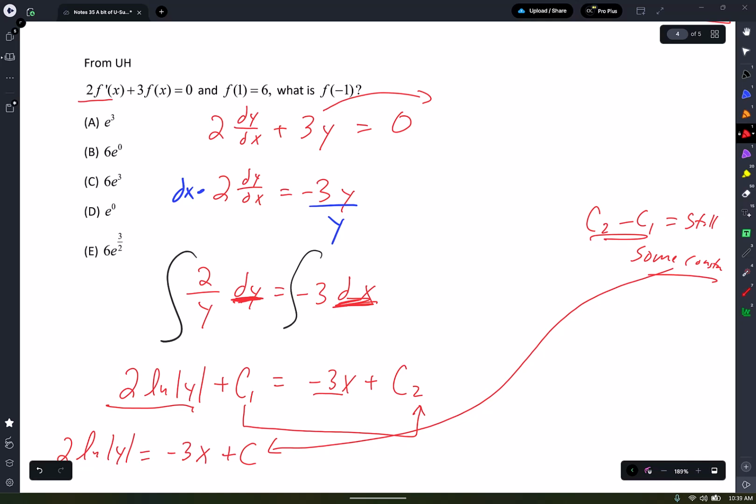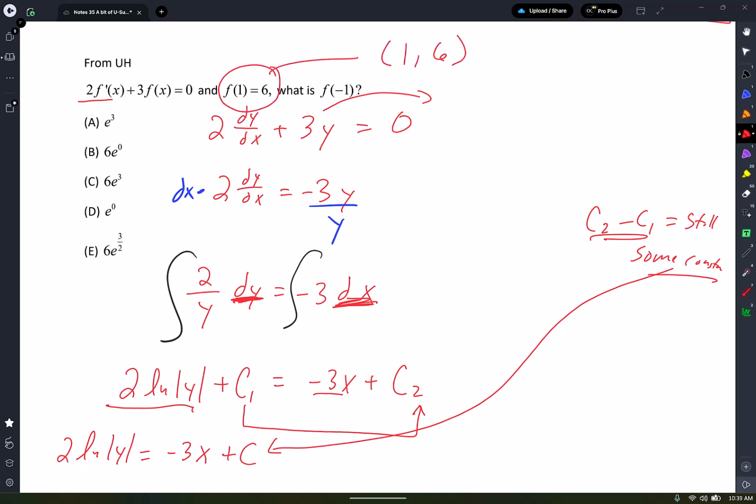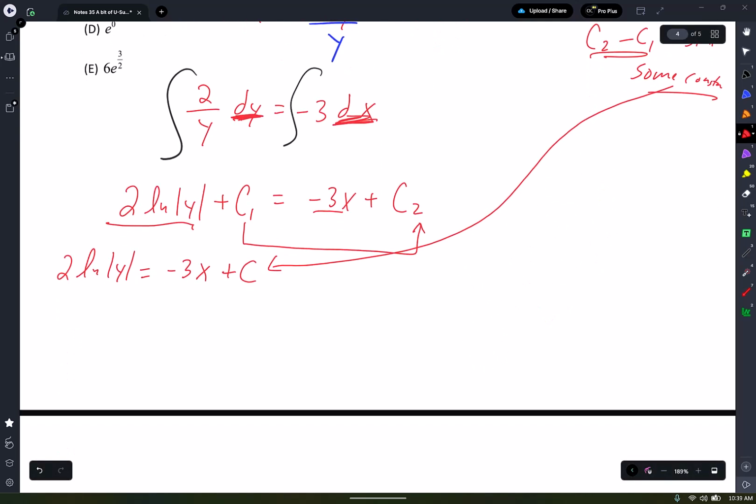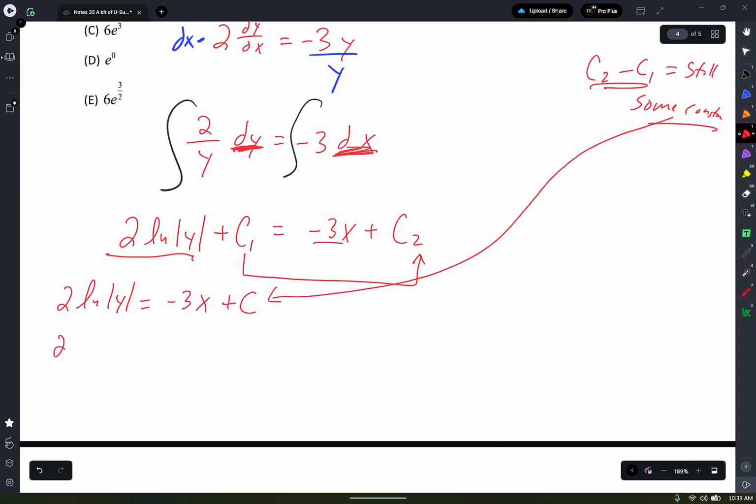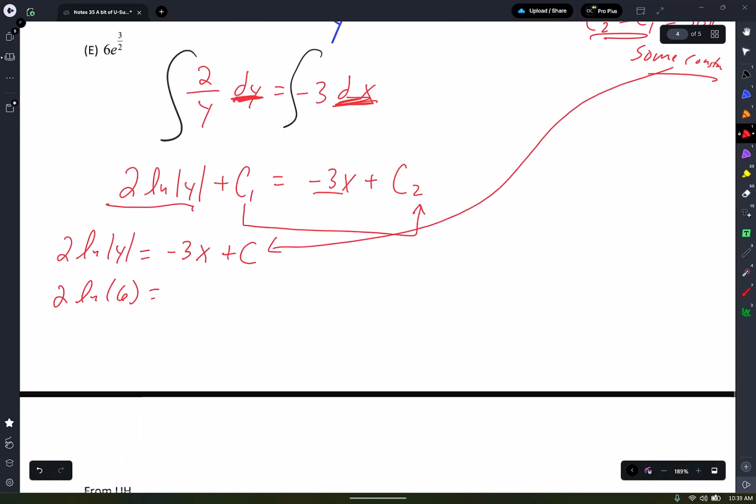I have this restriction right here that when x is 1, what's the y value? 6. So I always put the c's with the x's because that's all we've done all year long. It's easier for me. If you wanted to have the c on the other side, you could have. It's still going to work out. But for me, it's always better to put the c's with the x. So here we go. I'm going to plug in that 1, 6. I'm going to write 2 ln of 6 equals negative 3 times 1 plus c. Are we still okay?